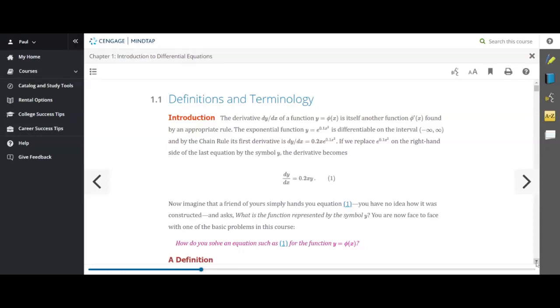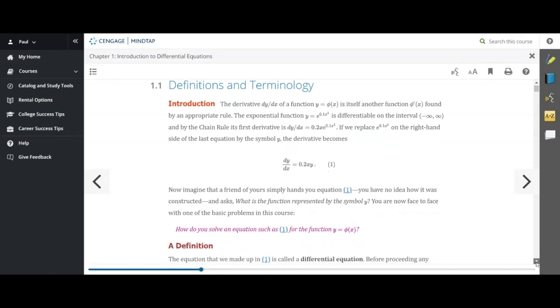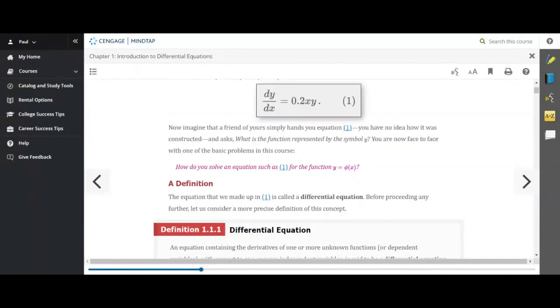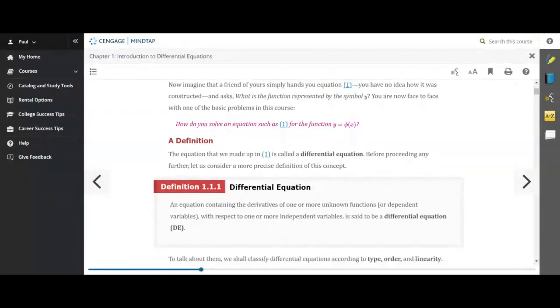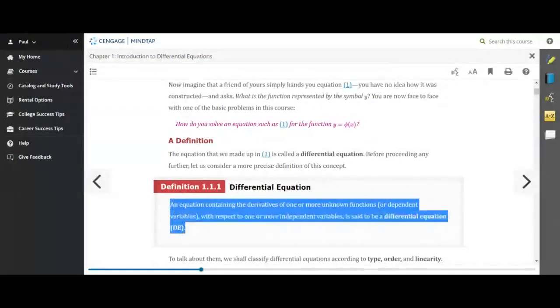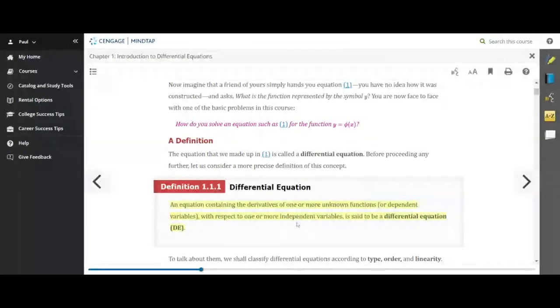for the differential equations. So you had differential equations when you took calculus 2. And so this here is a standard kind of differential equation. dy/dx equals 0.2 times x times y. What is a differential equation? What does it mean? Well, a differential equation is an equation that contains derivatives of one or more unknown functions with respect to one or more independent variables. That's a differential equation. So you don't need to take formal notes on this.